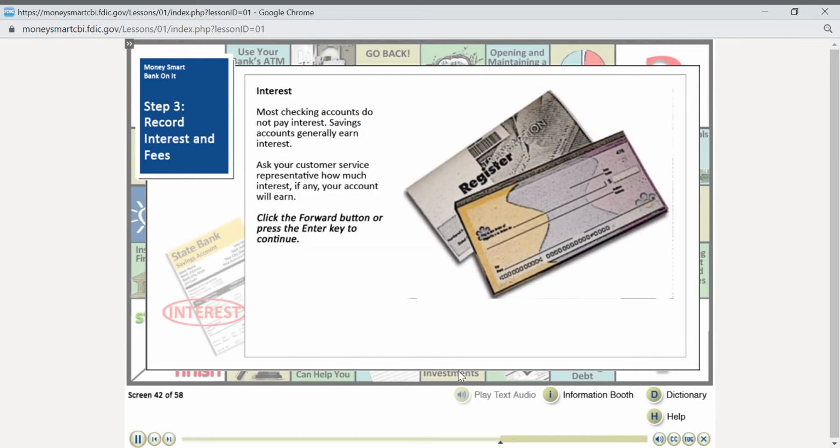One of the advantages of having a deposit account is the interest you earn. Interest. Most checking accounts do not pay interest. Savings accounts generally earn interest. Ask your customer service representative how much interest, if any, your account will earn.